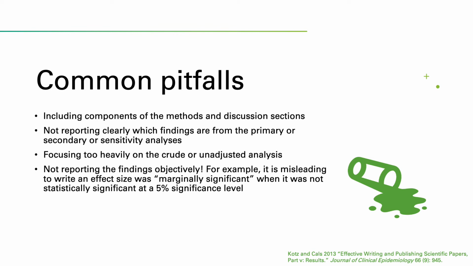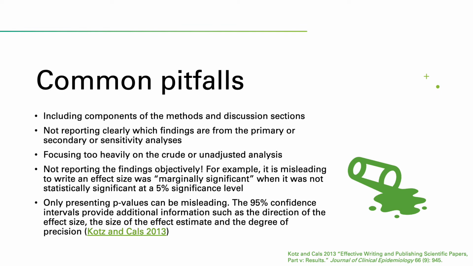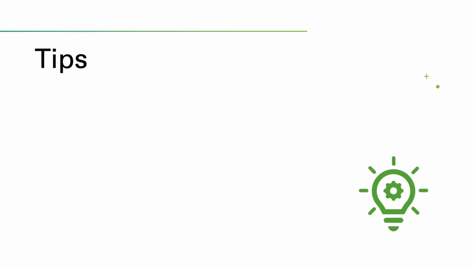In addition, it has been argued that only presenting p-values can be misleading. In addition to the p-values, including the 95% confidence intervals provides additional information, as the confidence intervals can tell us about the direction of the effect size, the size of the effect estimate, as well as the degree of precision. To conclude, some tips for writing the results section. First of all, the results are generally presented in the past tense. However, when referencing a table or a figure, they may be described in the present tense.